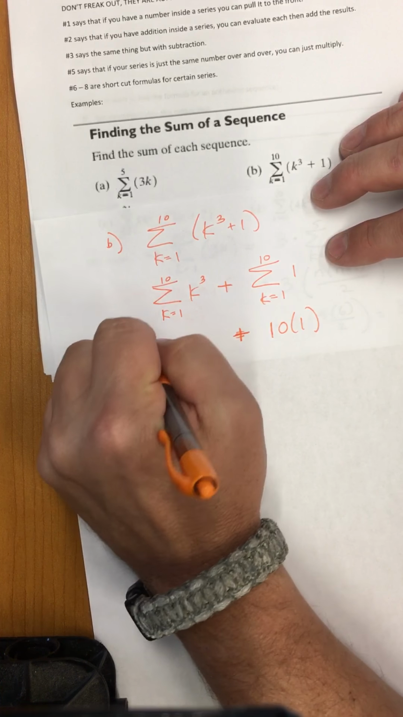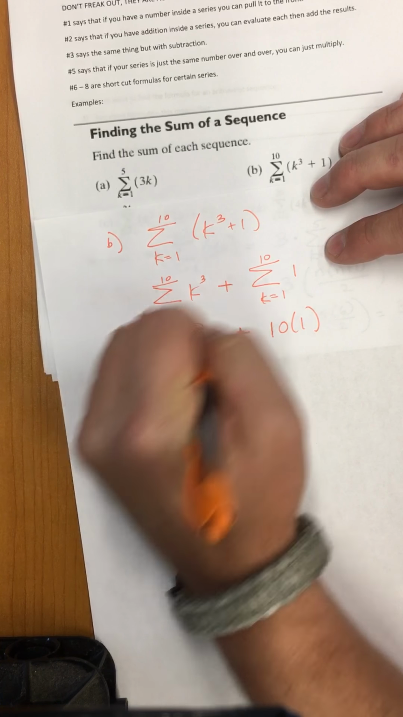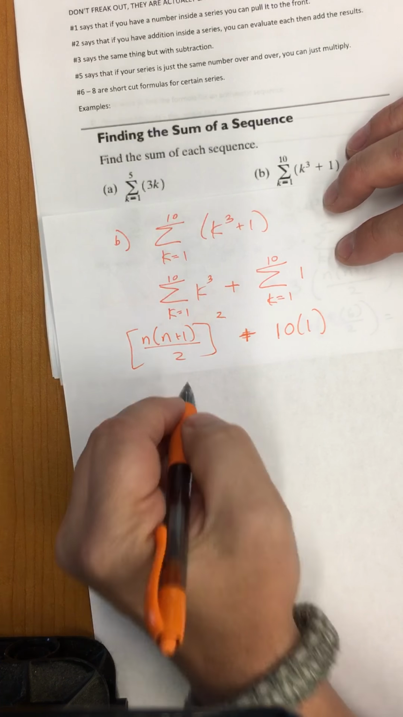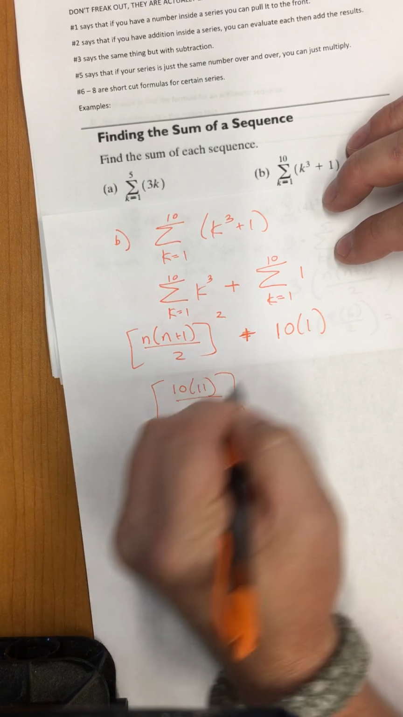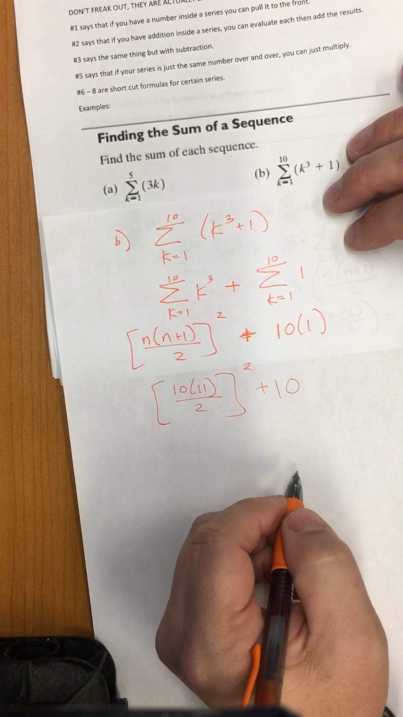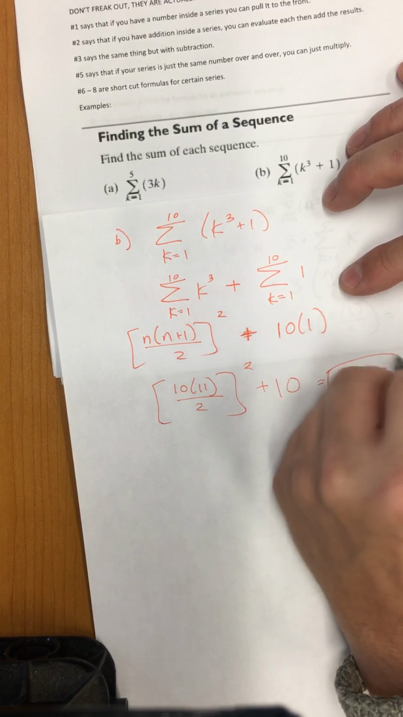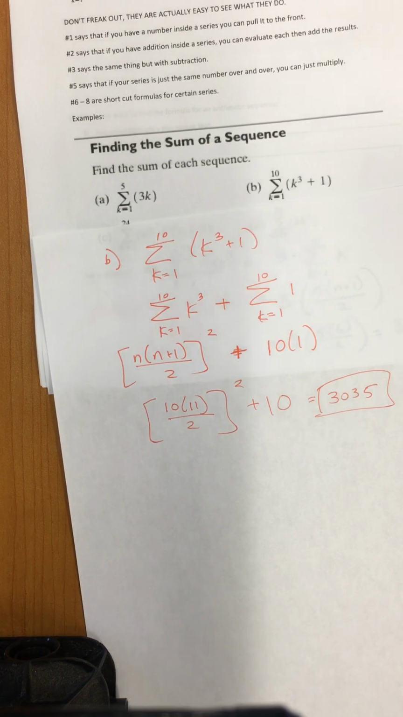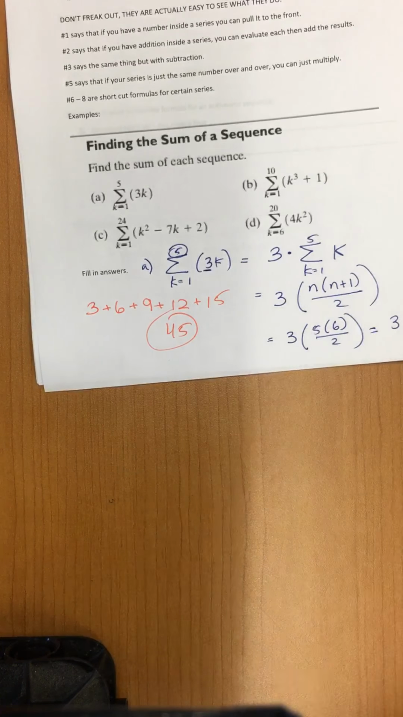So this becomes n times n plus 1 over 2, to the second power. 10 times 11 divided by 2, to the second power, plus 10. And when you multiply and do all this stuff, you get 3,035. You don't believe me? Add up all 10 of them, you'll get 3,035. If you feel like it, knock yourself out. I'm not going to because I feel confident in math.